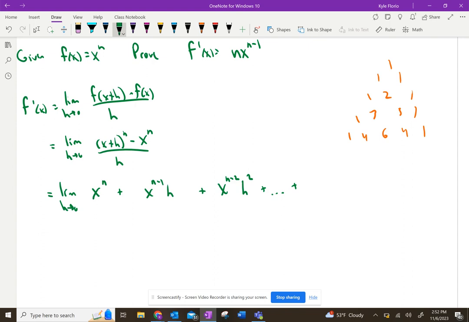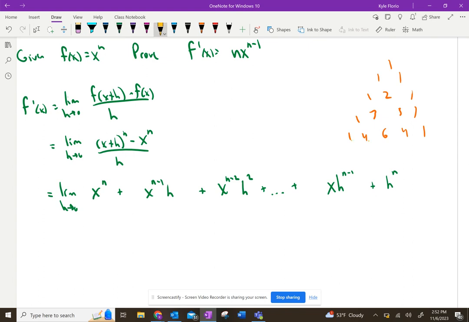The last two terms are going to have an x in them. The second to last term is going to have an x in it and an h to the n minus 1, and then the last term there's going to be no x in it, and you have h to the n. So this is like x plus h to the fifth. The first term would be x to the fifth, the last term would be h to the fifth.